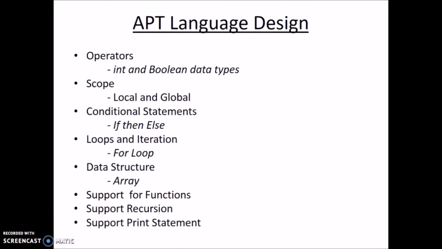In our language, integer and boolean are the data types which are supported. Also, support for scoping is provided using local and global variable definitions. We have used if then else as the conditional statements. For loop is used for looping. The data structure used is array. We also have support for functions, recursion and print statement.